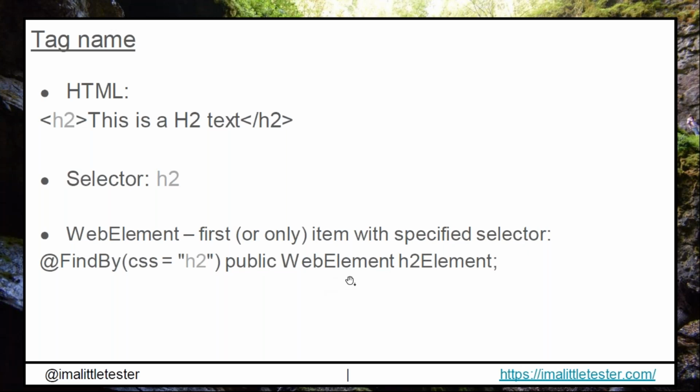Once the selectors are parsed, if we don't store the result to a list, only the first item will be stored to a variable. So it's basically saying it would be list item.get(0). So only the first encounter of this tag would be stored into the web element. Keep this in mind.